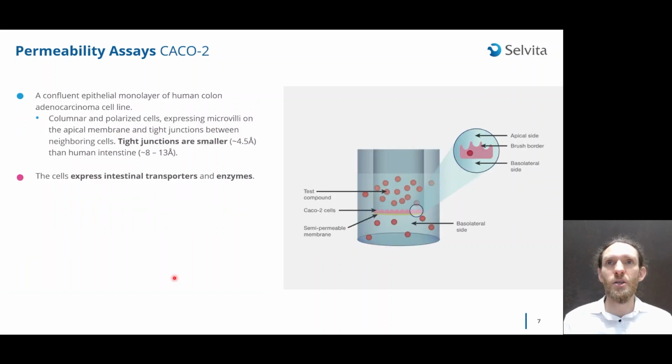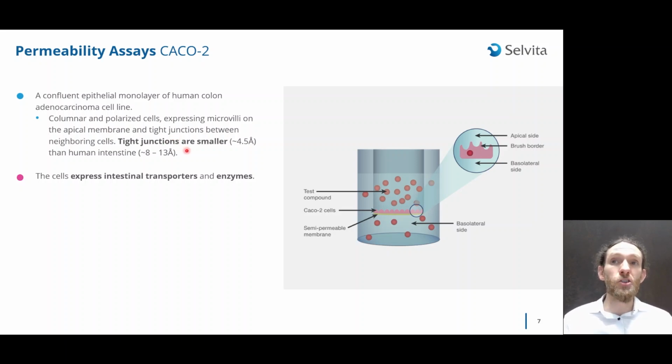Next assay to introduce is called CACO2. This is short of human colon adenocarcinoma cell line. So these cells, they are columnar polarized cells. They express microvilli on the apical membrane. They have tight junctions between neighboring cells. So it's just like epithelial cells in the intestine.